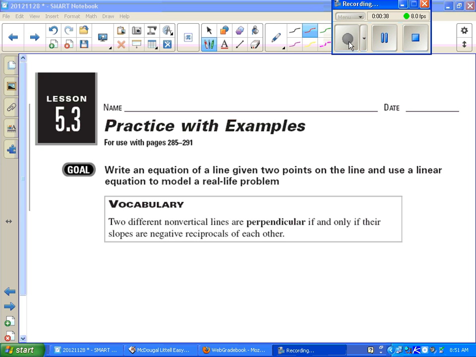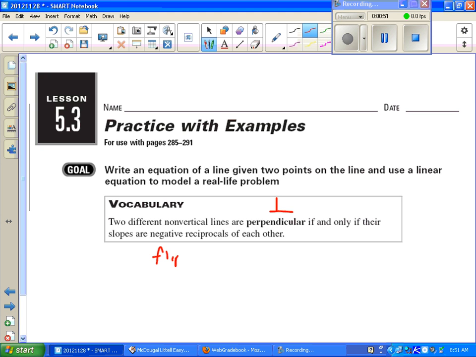The sign for perpendicular, remember, is like an upside down capital T. They're negative reciprocals of each other when you look at the slope. So that means their m values, all negative reciprocal means is to flip it and to change it.